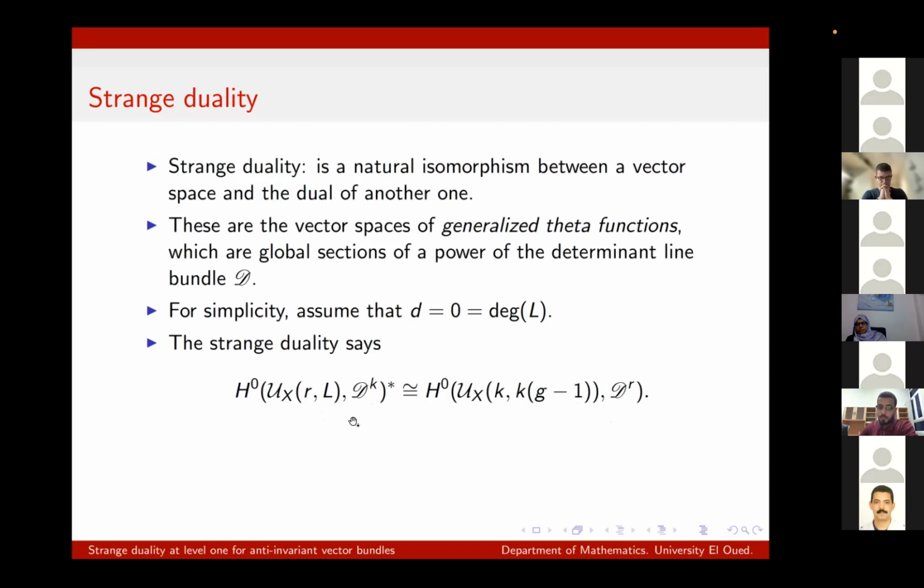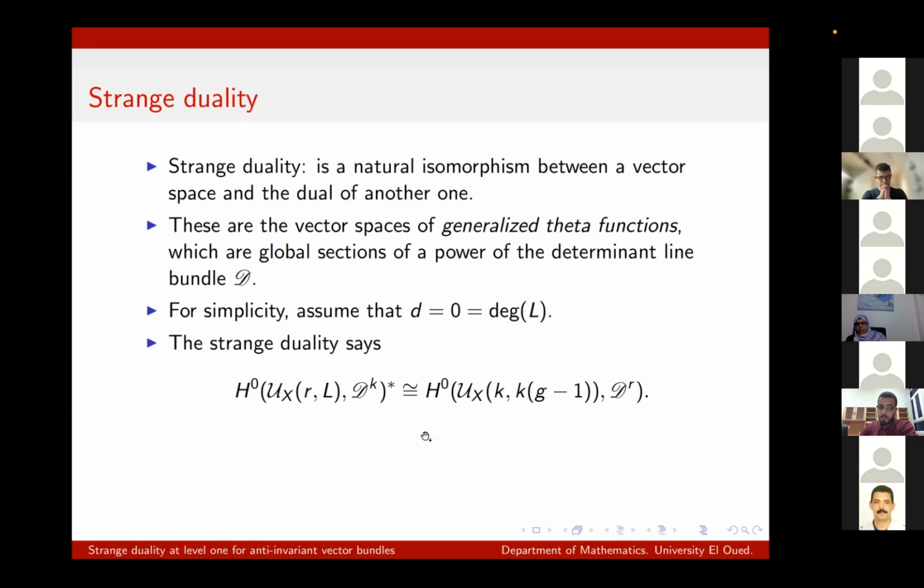So you see here we interchange R and the level K. We interchange R and K and drop the condition on the determinant, and we get this space. So it's really strange.